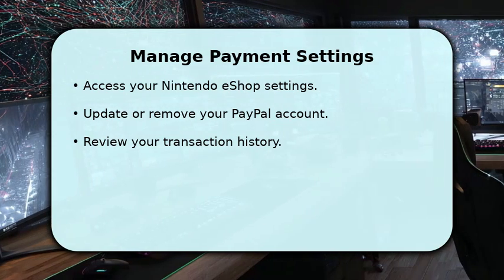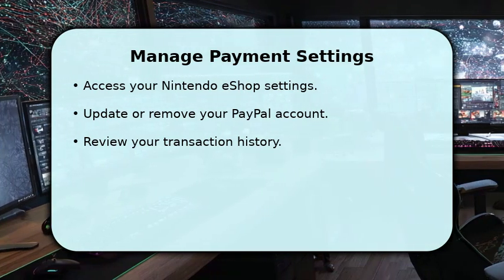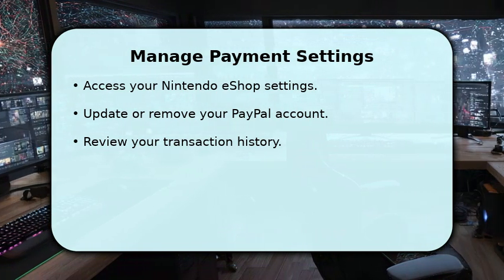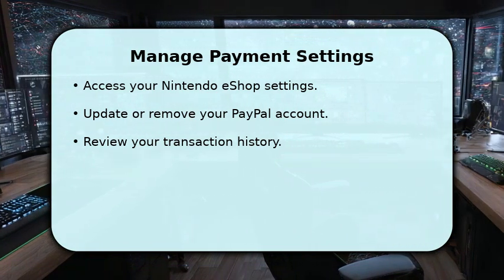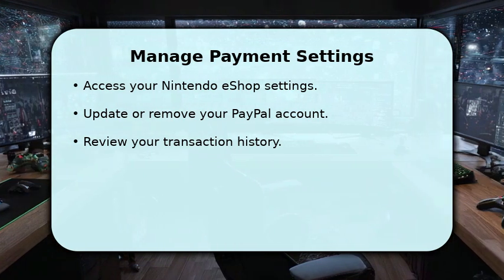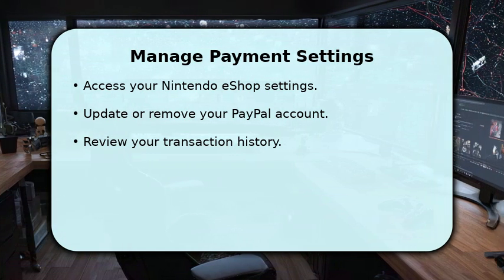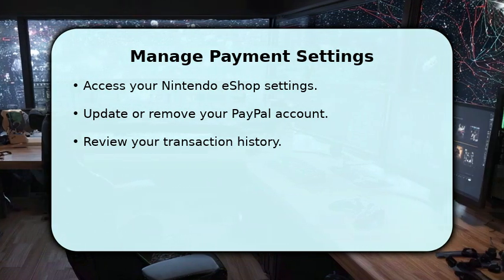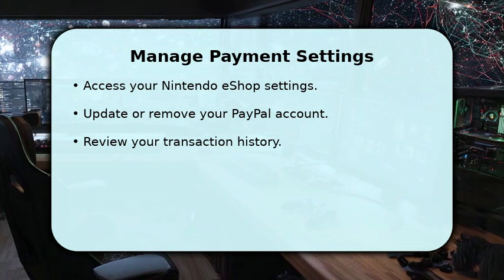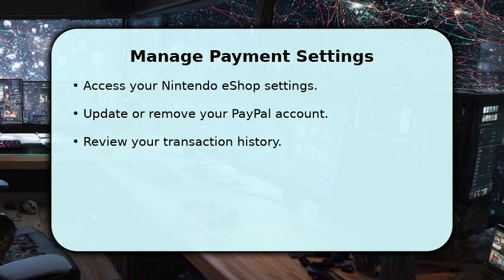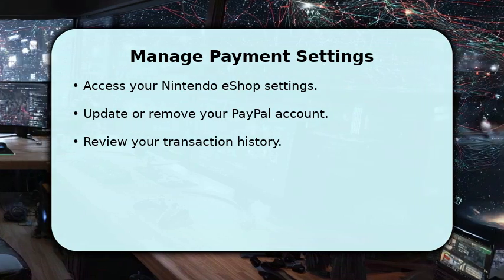Managing your linked PayPal account is also very simple. You can always return to the Nintendo eShop settings by selecting your user icon. Within the Payment Methods section, you'll find options to update your PayPal account details or even remove it entirely if you no longer wish to use it. It's a good practice to periodically review your transaction history, which is also accessible here, to keep track of your digital purchases.